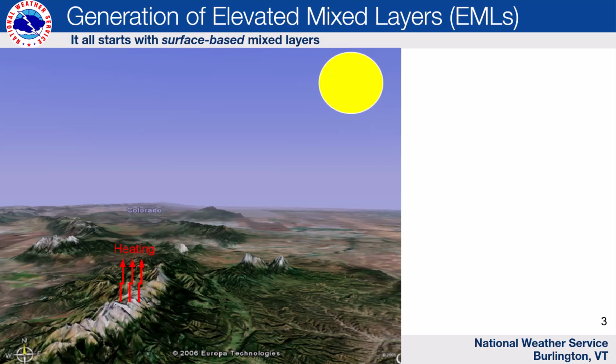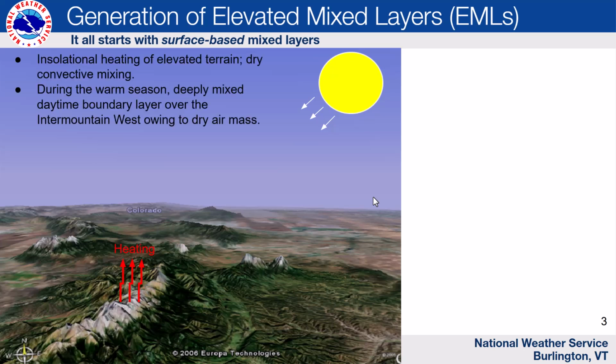The generation of an elevated mix layer, or EML for short, all begins with a surface-based mix layer over elevated terrain in dry continental air masses. Once the snow melts in late winter and early spring, and as the sun angle increases, insolational heating becomes quite strong across the elevated terrain of the Intermountain West, which is both wide and expansive.